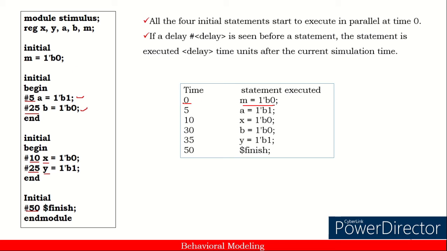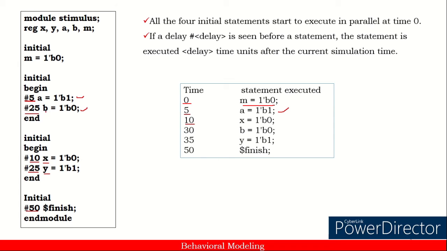After m is equal to 1'b0, if you look at the statements, a is equal to 1 has a delay of 5 time units, and the next statements have more delay. That's why at 5 time units a is equal to 1'b1 is executed. The next delay is #10 x is equal to 1'b0. Here you can observe the concurrent execution of initial blocks, where the x statement with delay 10 is going to be executed after 10 time units.